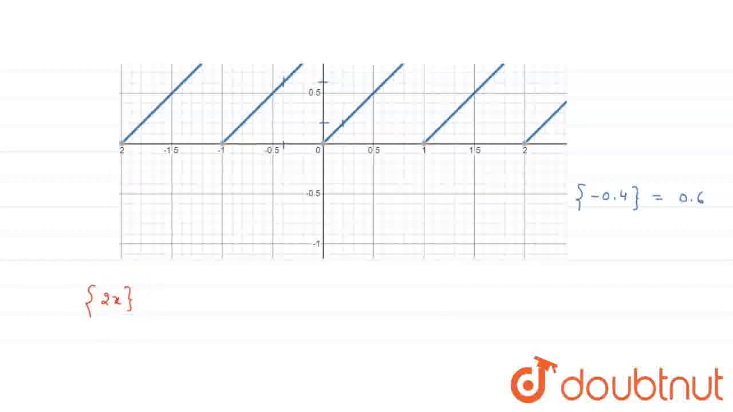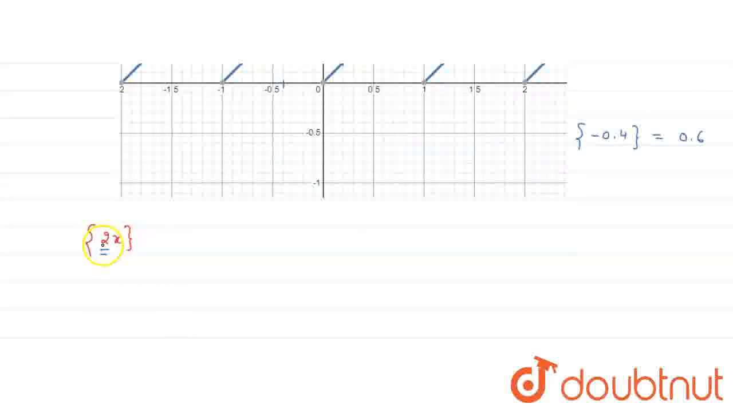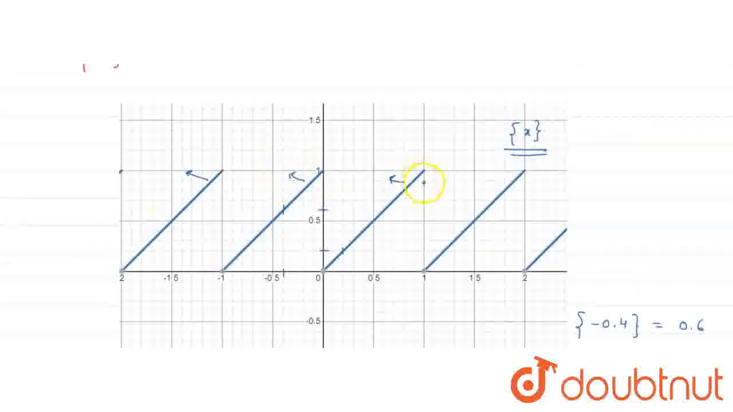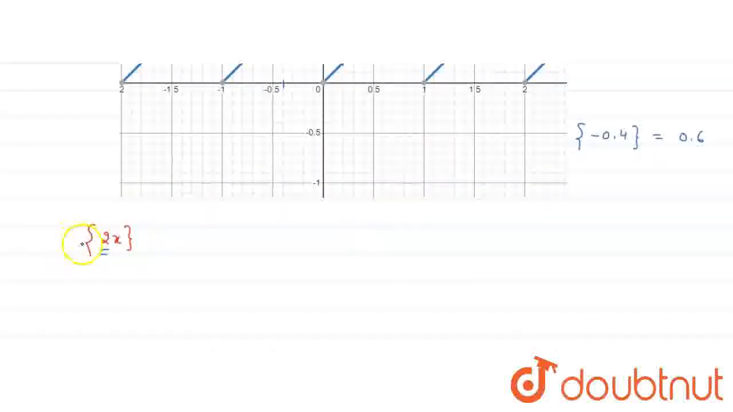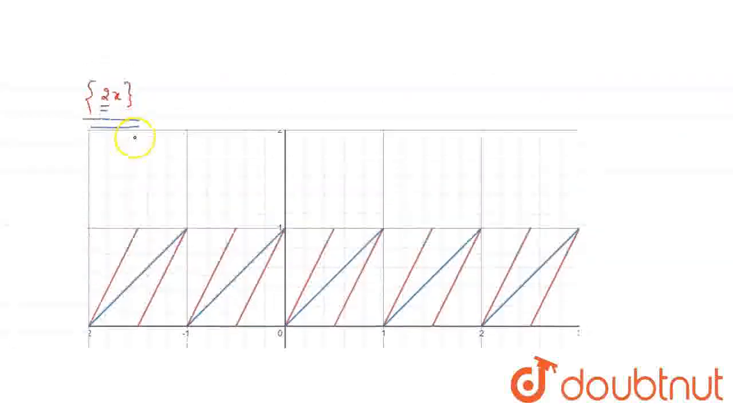So now notice this constant. This is 2. This constant is greater than 1. If this constant is greater than 1, what do we do? We try to increase the slope of these lines. So these lines shift towards the left. So the slope increases. If this value is in between 0 and 1, then these lines slip downward. So the slope decreases. So let us draw the graph of the fractional part of 2x. So this is the graph of the fractional part of 2x.